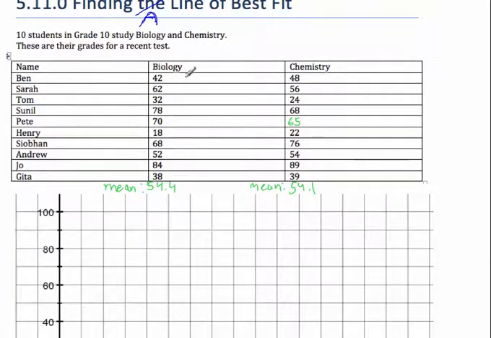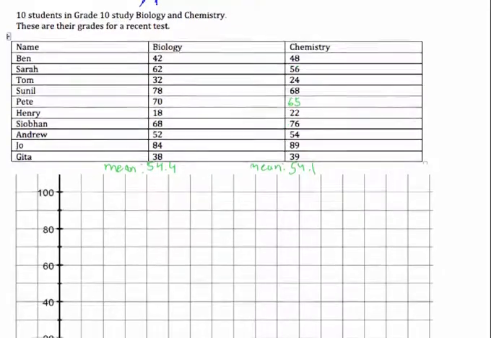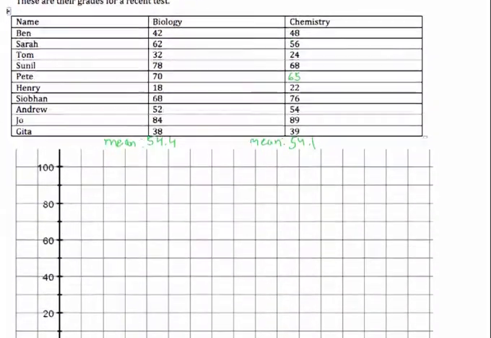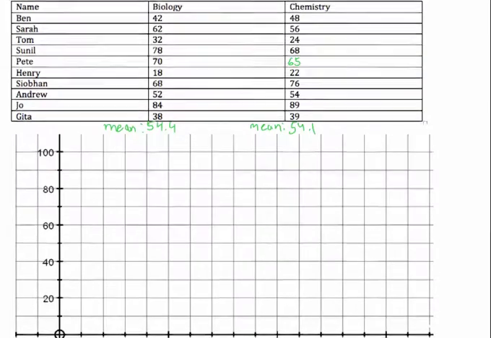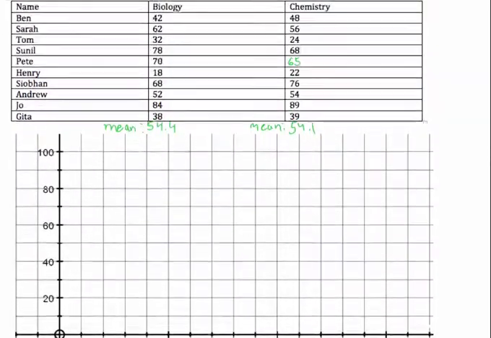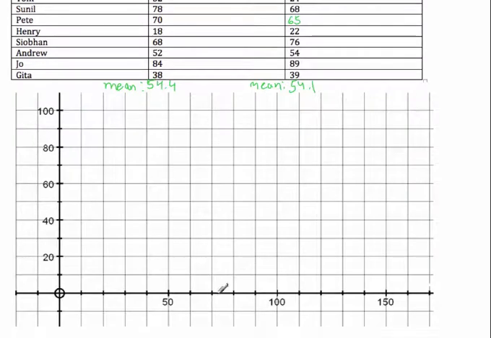So these are biology scores for 10 students and chemistry scores for 10 students. And I've calculated the mean for the biology scores and the mean for the chemistry scores, and we're going to plot those points and the mean point, and we're going to make a line of best fit through the mean point. Okay, so we have biology and chemistry. I'm going to put biology scores down here on this axis, and then chemistry scores over here.